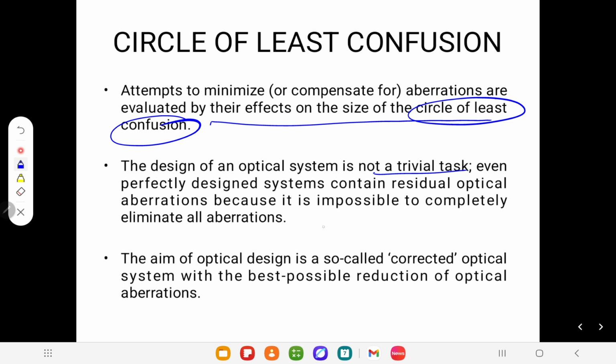Even a perfectly designed system contains residual optical aberration because it is impossible to completely eliminate it. I have already told you it is impossible to eliminate completely. The aim of optical design is a so-called corrected optical system, that is, the best possible reduction. So when we design an optical system, we always try to reduce the aberration as best possible.